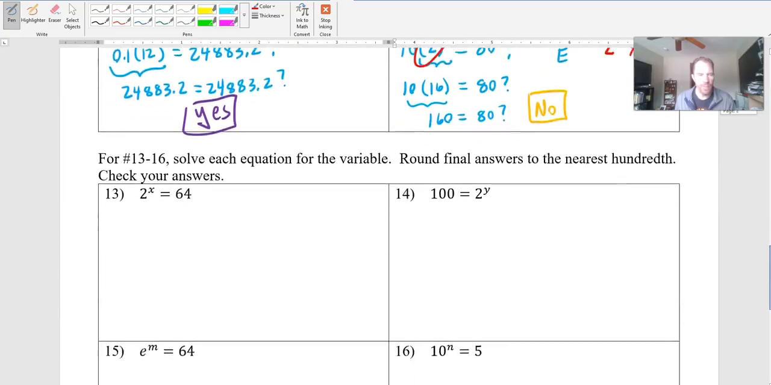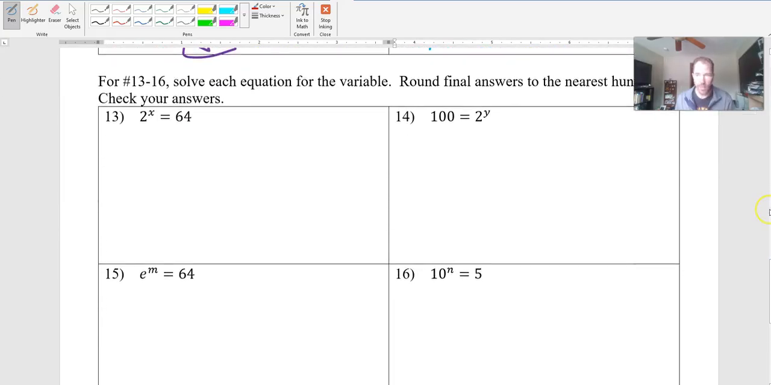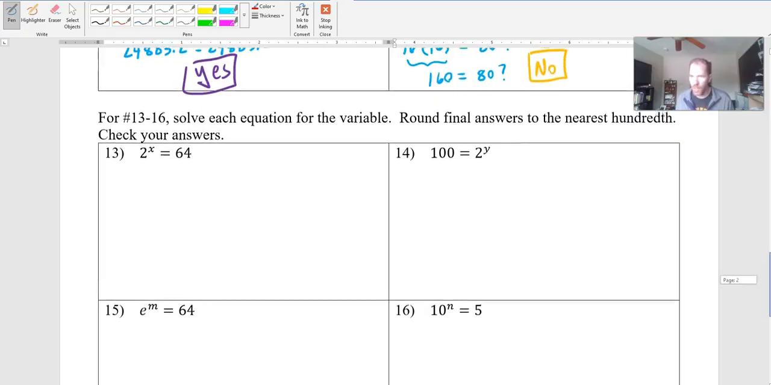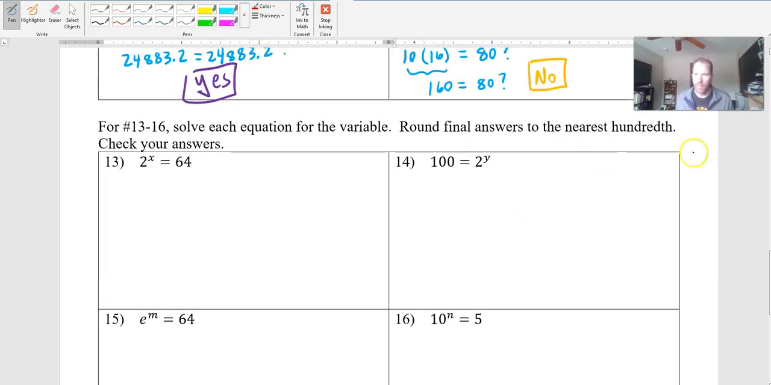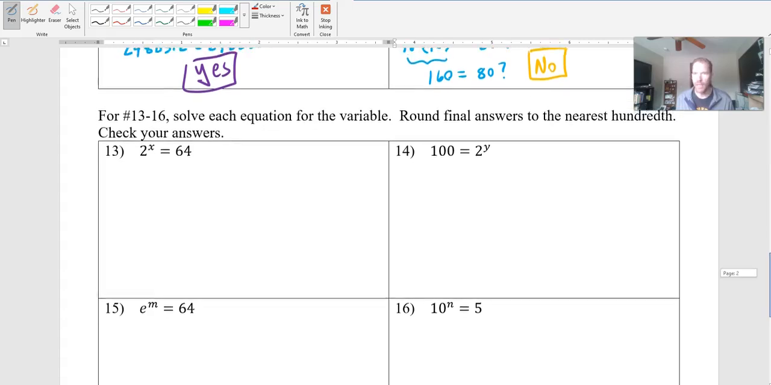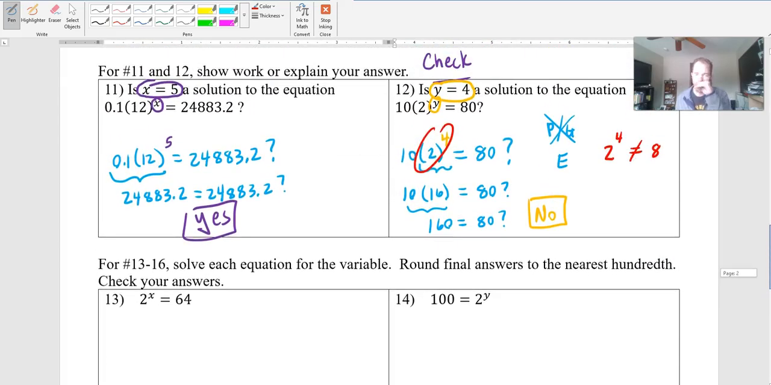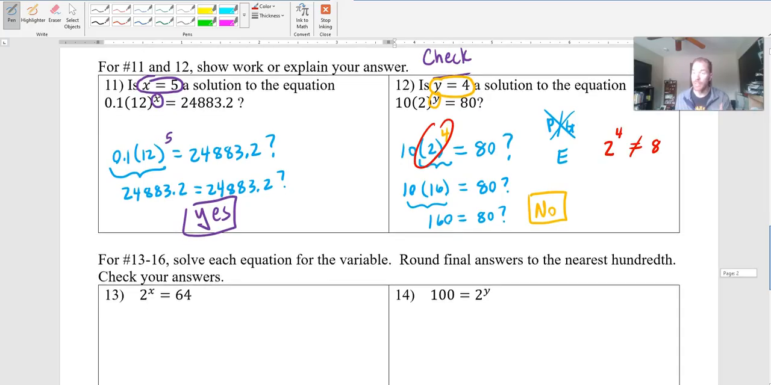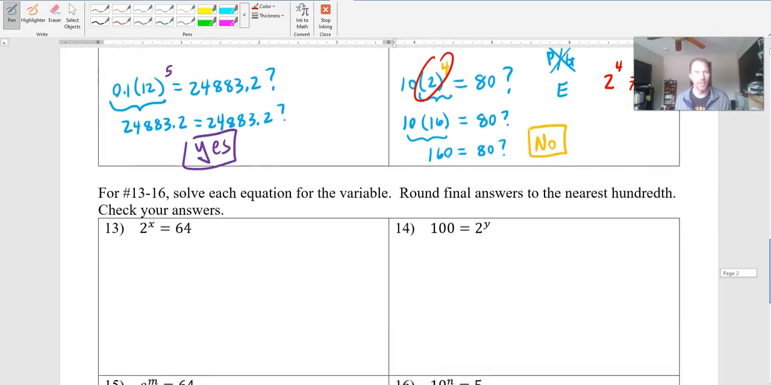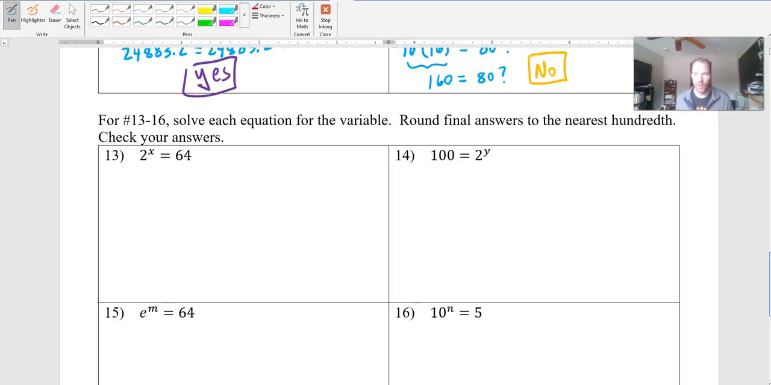Okay, so 13 through 16, our instructions say we're going to solve each equation for the variable. Round final answers, we have rounding instructions. We'll get there when we get a final answer. And then, of course, check our answers. If you've watched the video or you know how to do 11 and 12, when we check our answers, we're going to do like we did in 11 and 12. We just have some work to get to a value first, to get x equals 5 or y equals 4 before we can check. So here we go, 13 through 16.